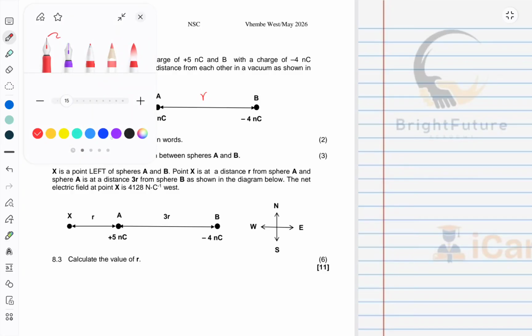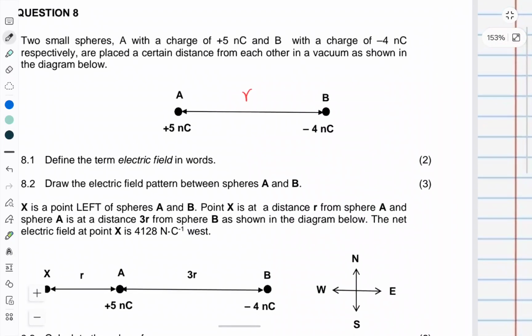8.1, we are required to define the term electric field in words. Remember, you must be very careful. There's what you call electric field, and then there's what you call electric field strength at a point. There are two of these definitions. So now electric field is just a region of space in which an electric charge experiences a force.